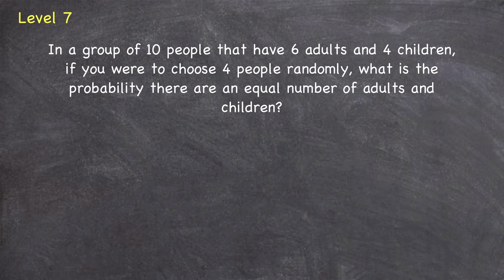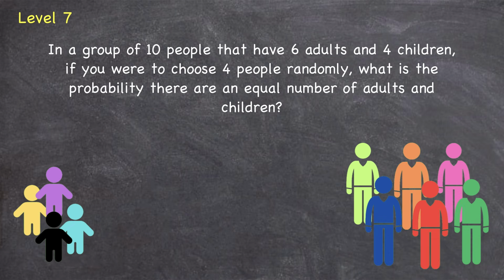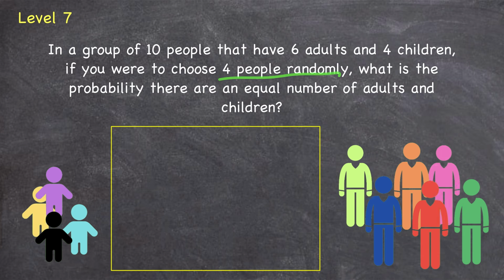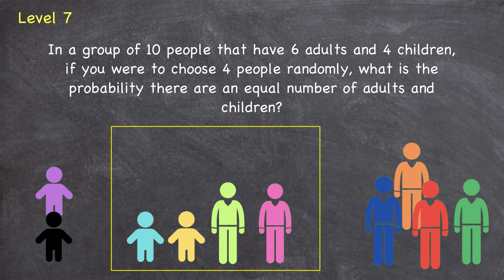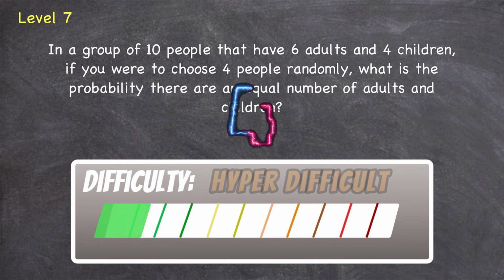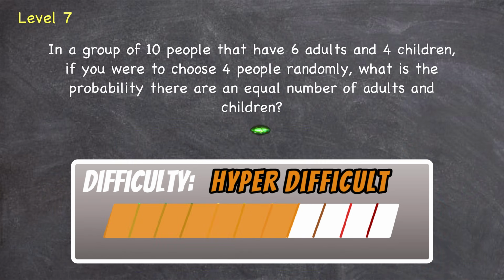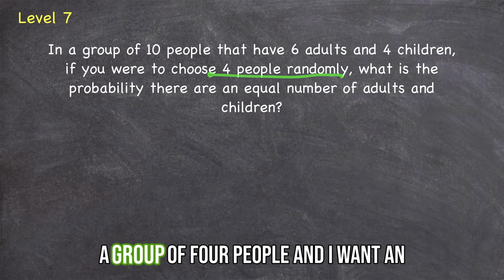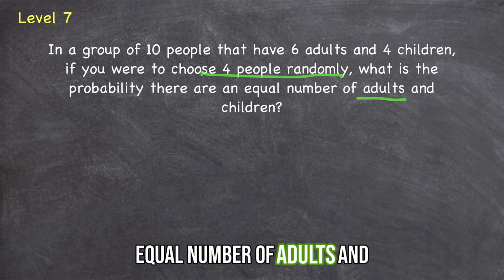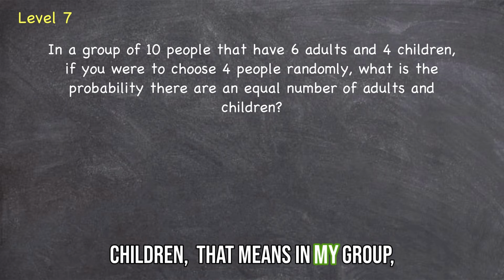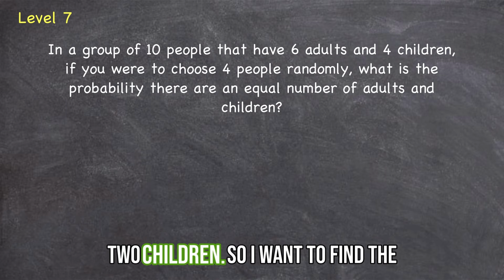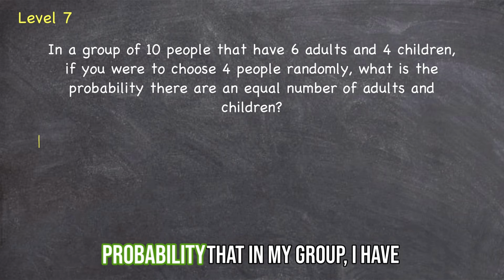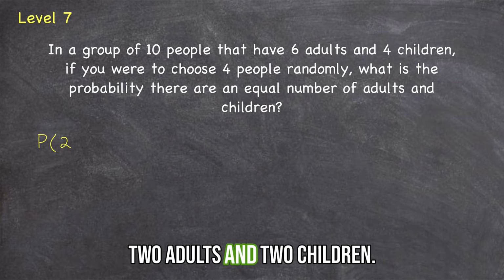Level 7. In a group of 10 people that have 6 adults and 4 children, if you were to choose 4 people randomly, what is the probability there are an equal number of adults and children? Well, for this question, if I'm making a group of 4 people and I want an equal number of adults and children, that means in my group, there's going to be 2 adults and 2 children. So I want to find the probability that in my group, I have 2 adults and 2 children.